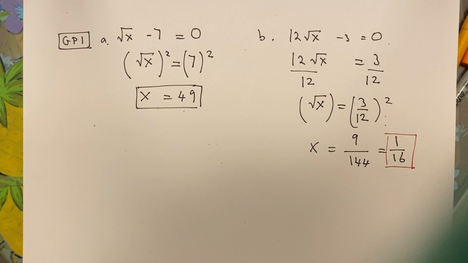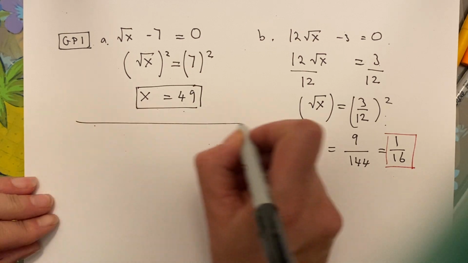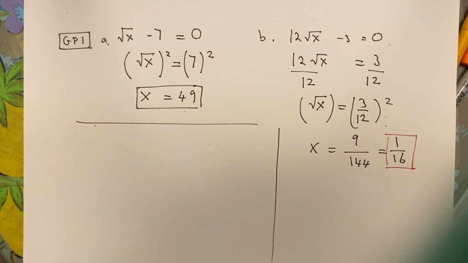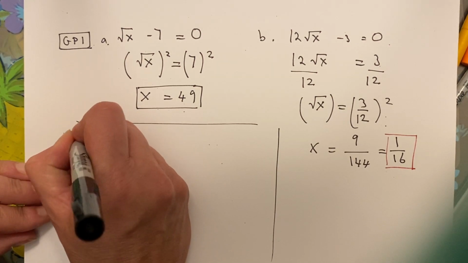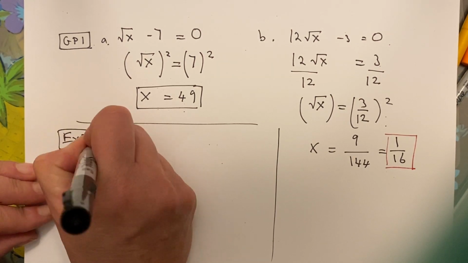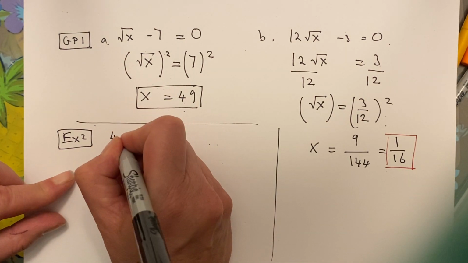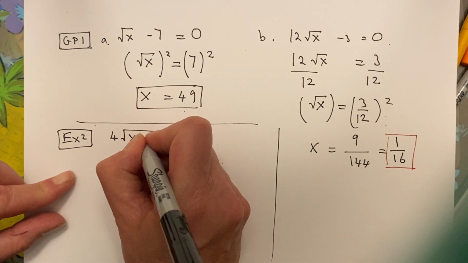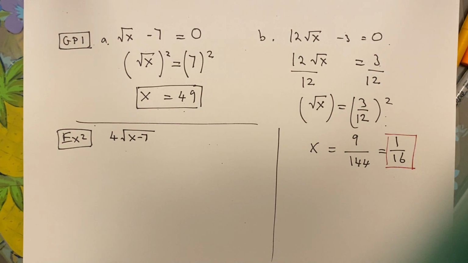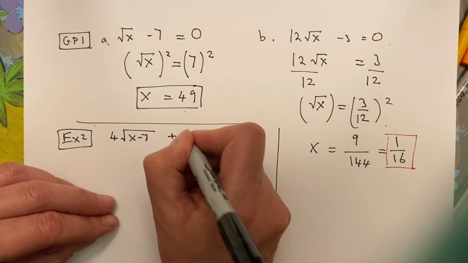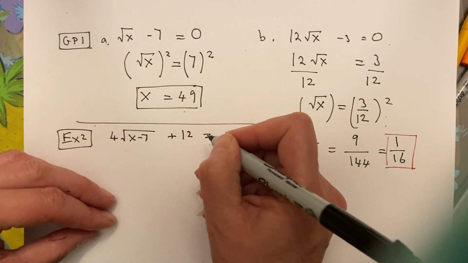Okay, let's look at example 2. Just going to draw some lines here so we don't get confused. I have 4, and this time x minus 7 are both under the radicand. Plus 12 equals 28.